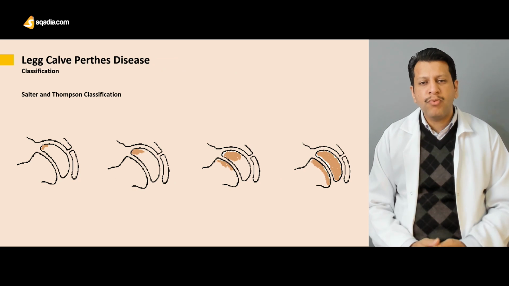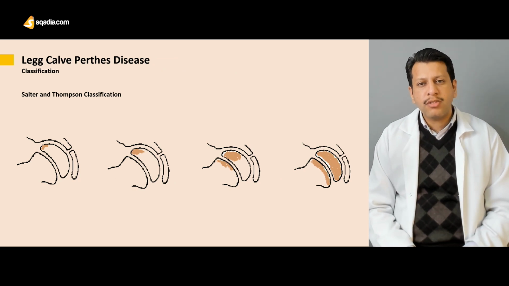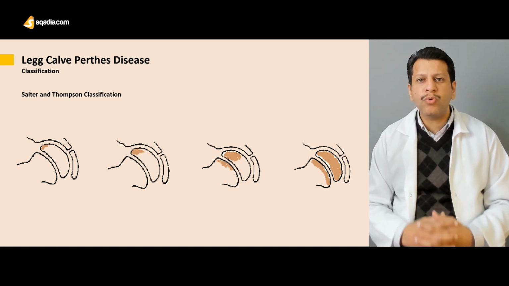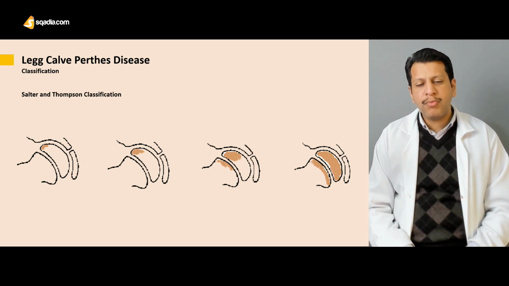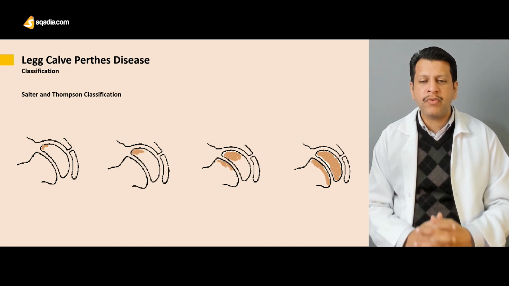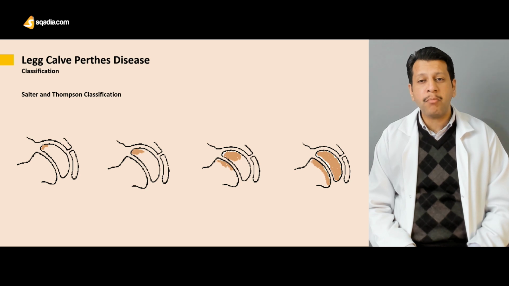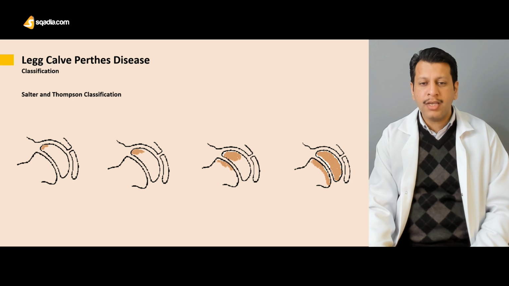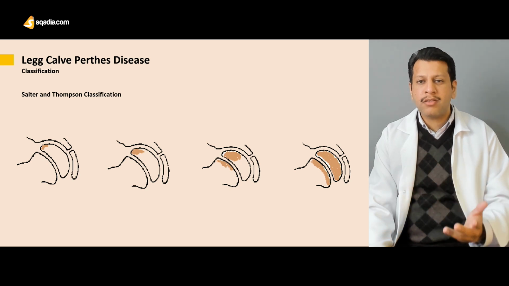From then onwards, we're moving on towards the Salter and Thompson classification and what its role is in predicting the prognosis of the disease. We will also briefly discuss how this Salter and Thompson classification is actually based on the fragmentation, which occurs in only 1/3 of the patients, and why we need other classification systems as well.